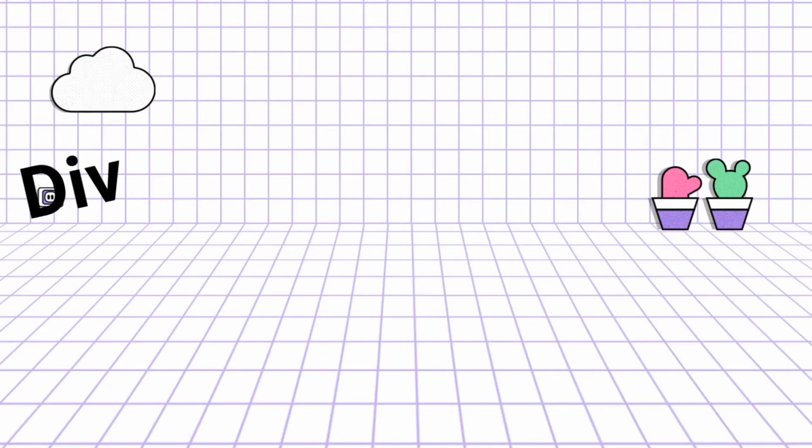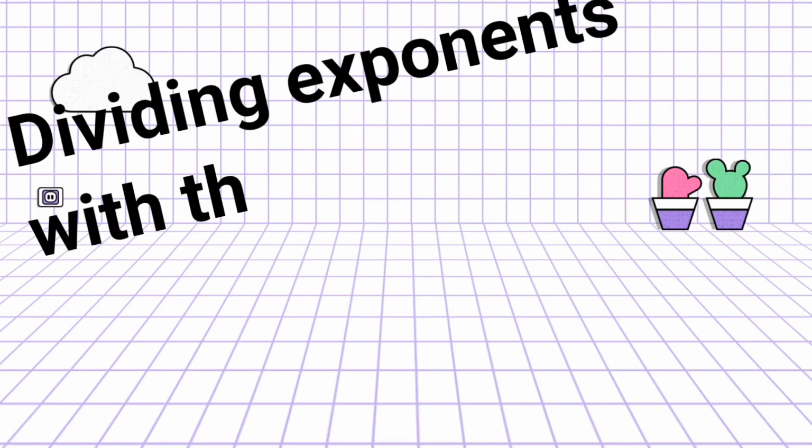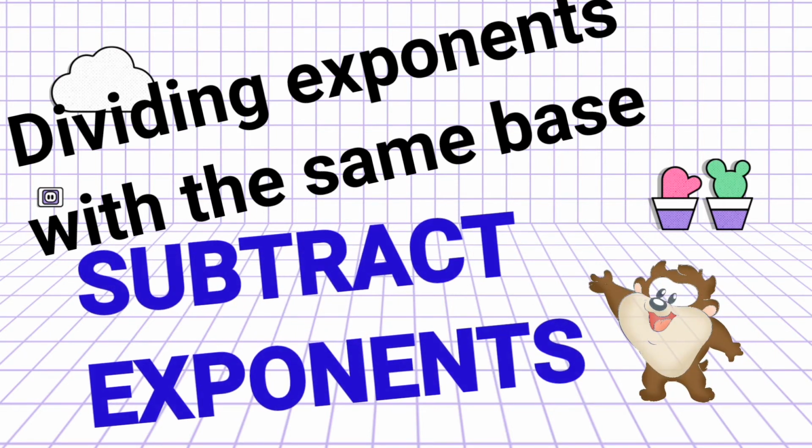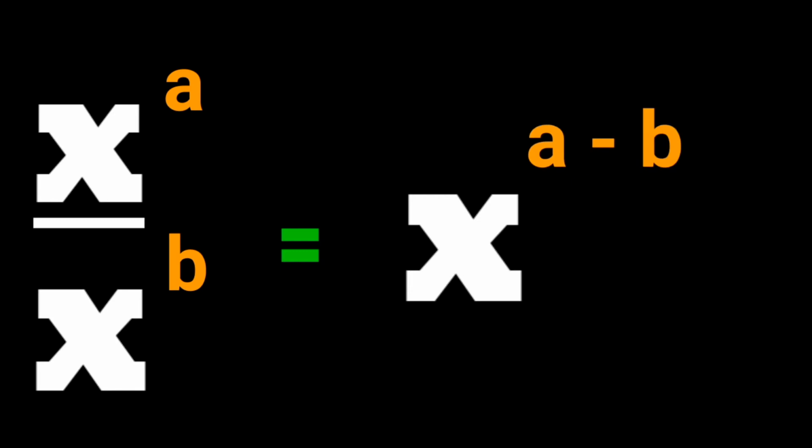Division rule. To divide exponential expressions with the same base, copy the base and subtract exponents.